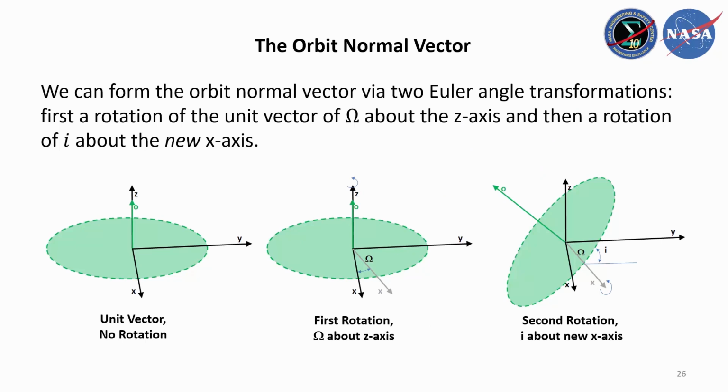The first transformation is about the celestial z-axis by an amount equal to the right ascension of the ascending node. This sets the correct location for the ascending node in the equatorial plane. The second transformation is about the new x-axis, which passes through the ascending node, to properly orient the orbit plane at the correct inclination with respect to the equatorial plane.